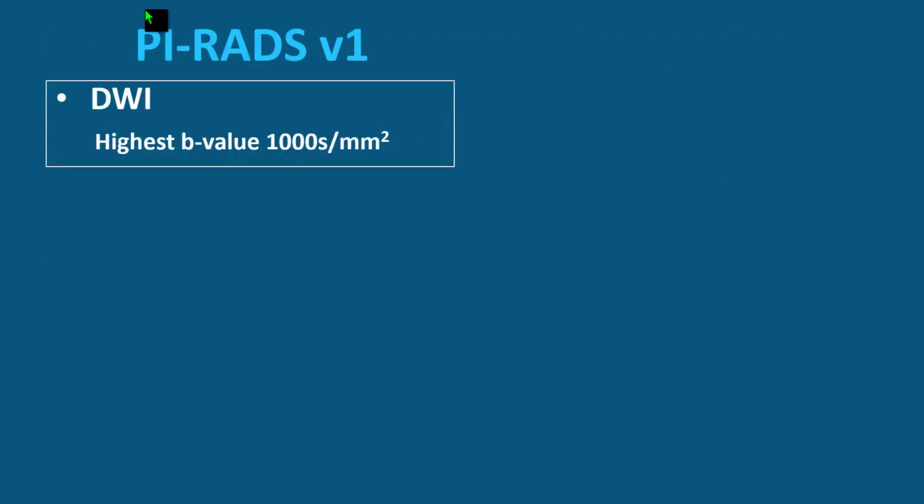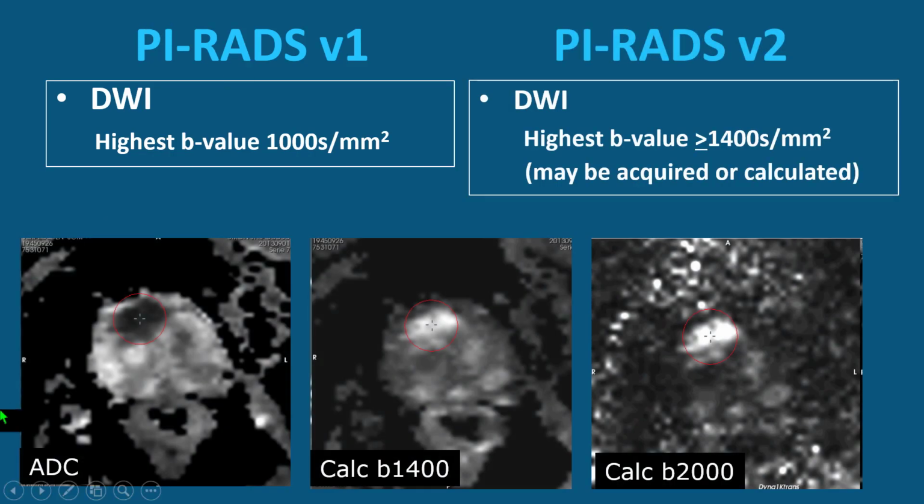Now in PI-RADS version 1, the highest b-value was 1000, and we increased that to b 1400. As you can see, this is a dark hole on the ADC with a low value, restriction, nicely shown bright on the b 1400. And if you go to the b 2000, it's even better.